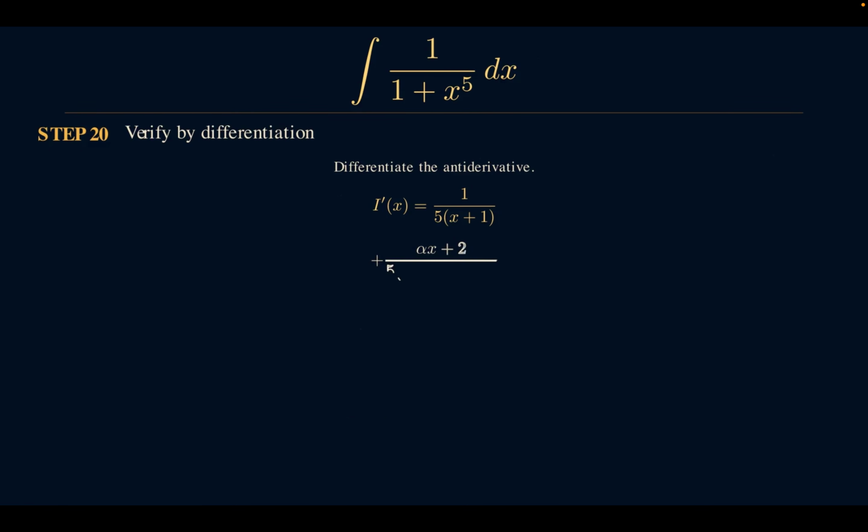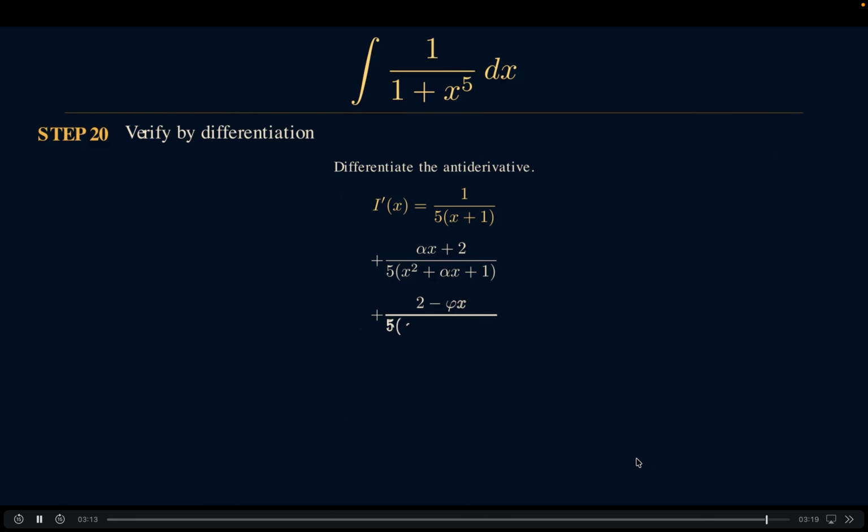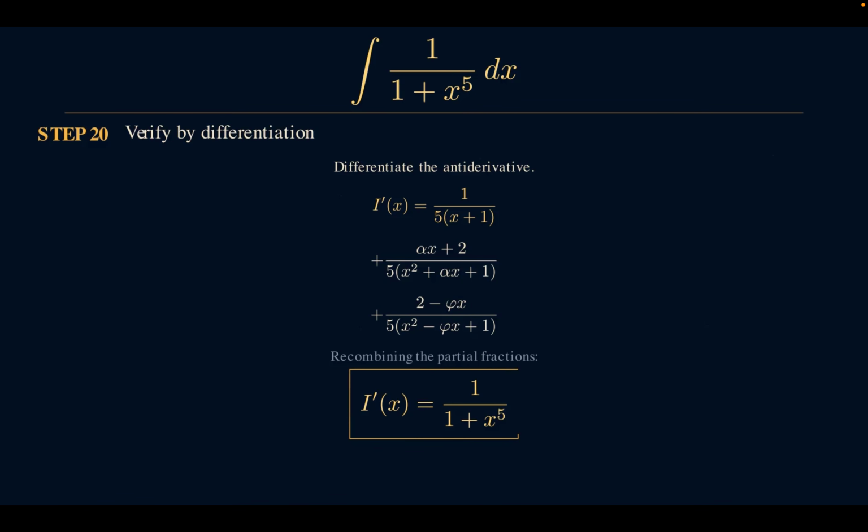And if we differentiate it again, we're gonna get 1 over 1 plus x to the 5, which verifies the correctness of our process.